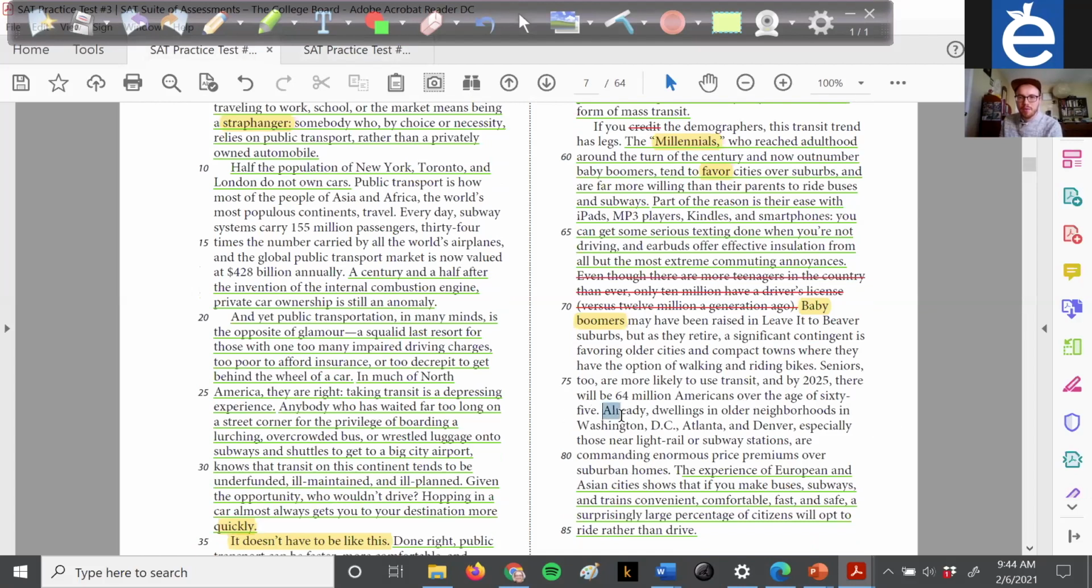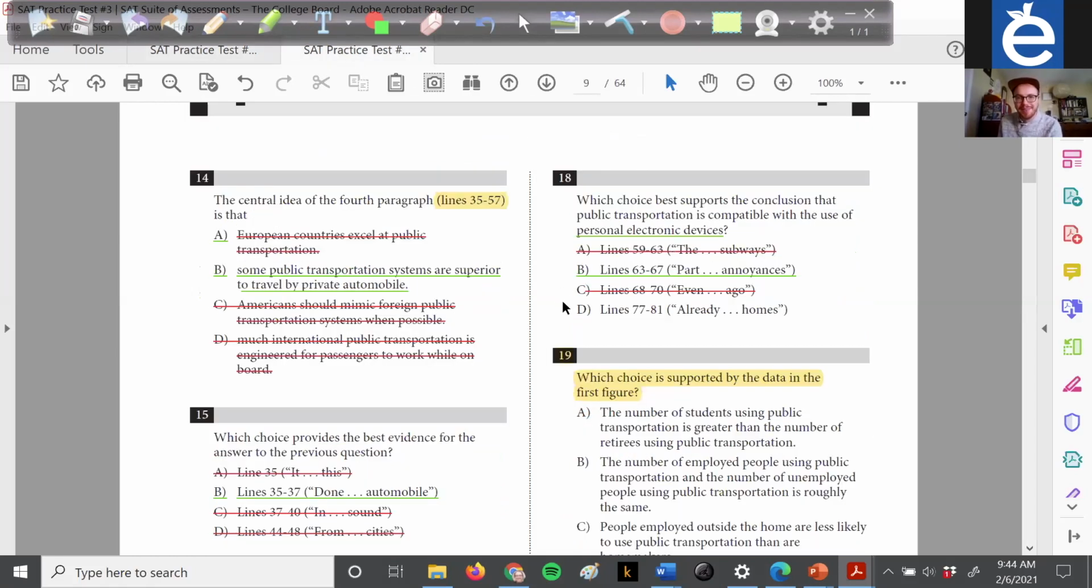Already, dwellings in older neighborhoods in Washington, D.C., Atlanta, and Denver, especially those near light rail or subway stations, are commanding enormous price premiums over suburban homes. Again, interesting, not relevant to electronic devices.